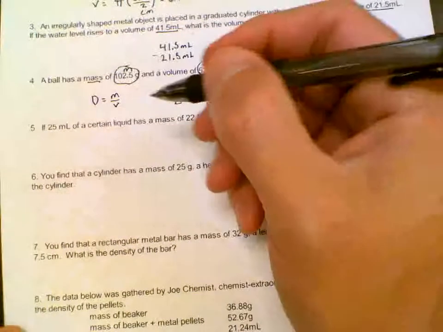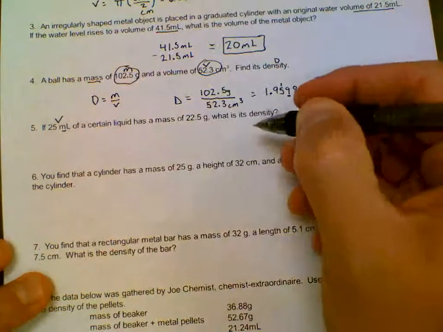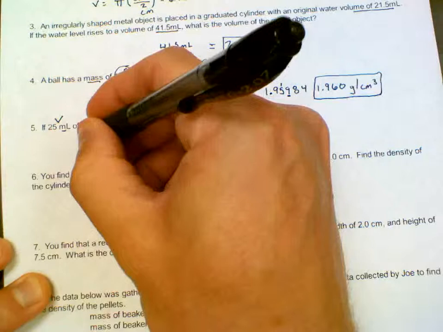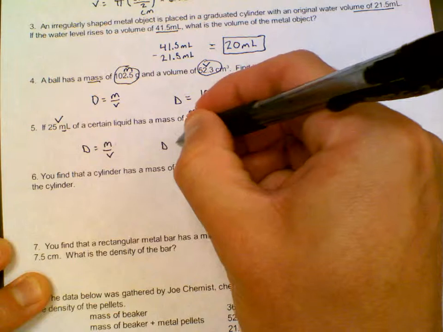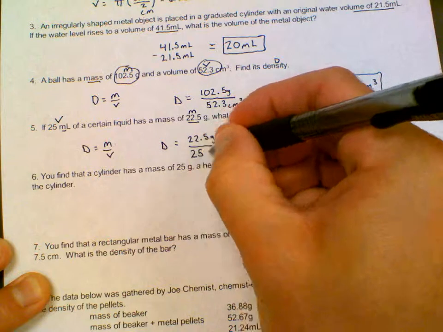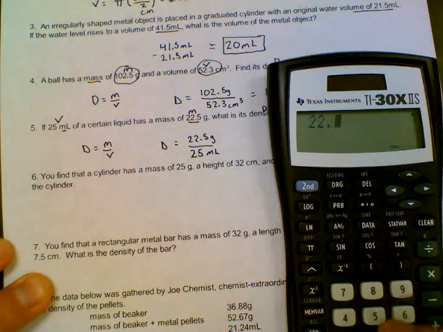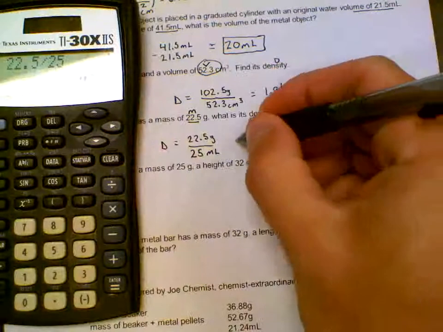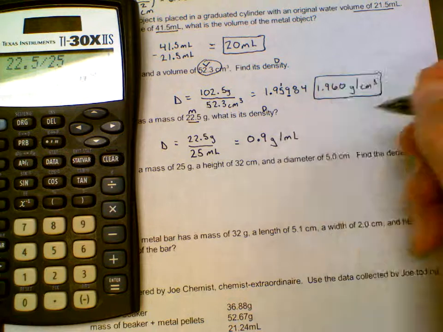Number 5, we have 25 milliliters. This unit is used for volumes of a certain liquid that has a mass of 22.5 grams, so that's M. What is the density? D is question mark. Again, D is equal to M over V. And then D will be equal to 22.5 grams divided by 25 milliliters. 22.5 divided by 25 equals 0.9 grams per milliliter.